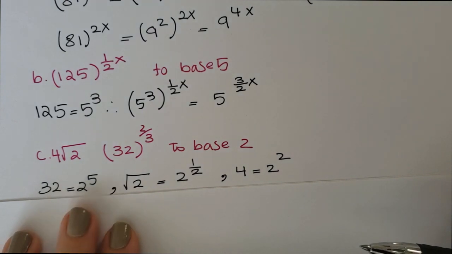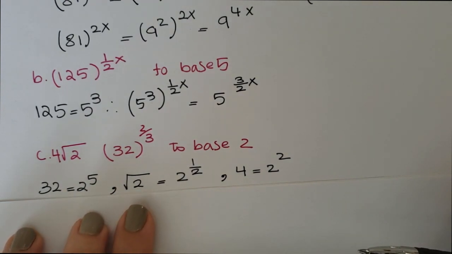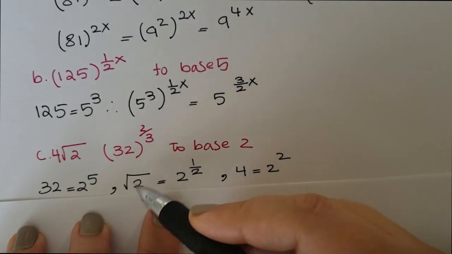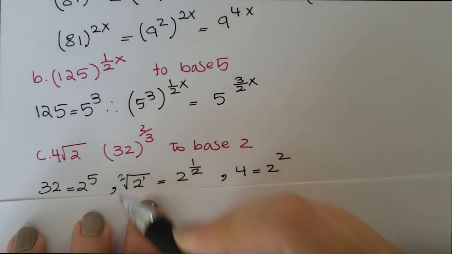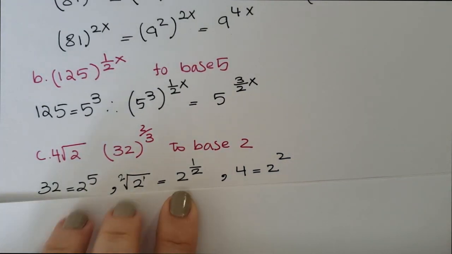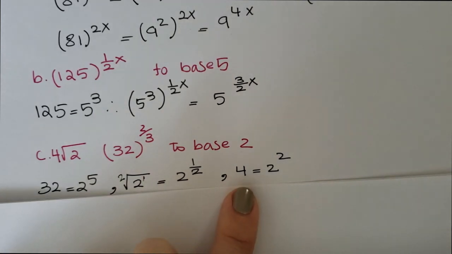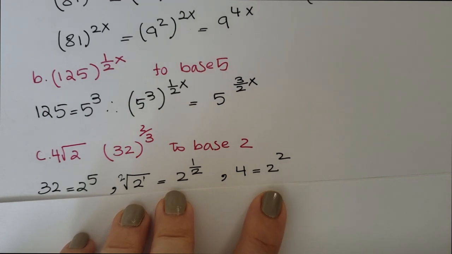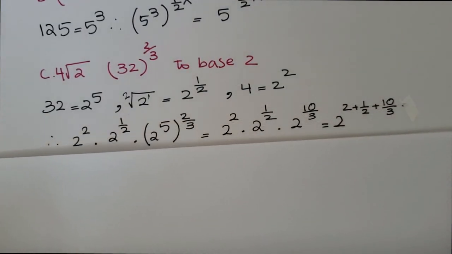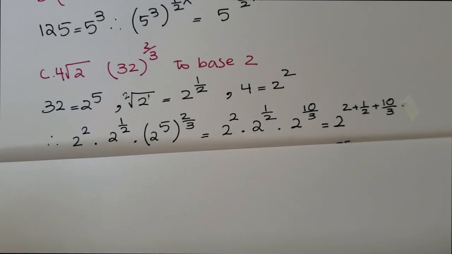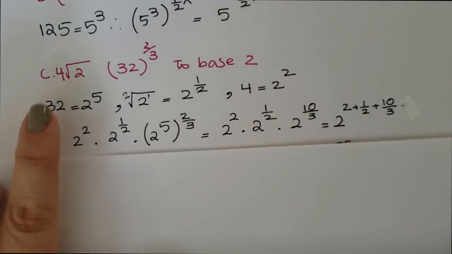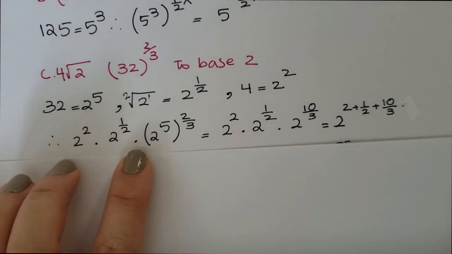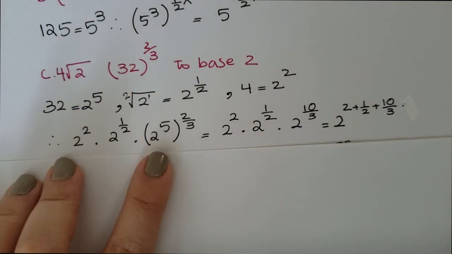So 32 is 2 to the power 5. Radical 2, the square root of 2, is 2 to the power, remember here the power was 1 and the index was 2, so it would be 2 to the power 1 over 2. And 4 can be written as 2 to the power 2. So in the next step, I just substitute everything back in. Instead of 4, I put 2 to the power 2. Instead of the square root of 2, I put this one. And instead of this, I put this.